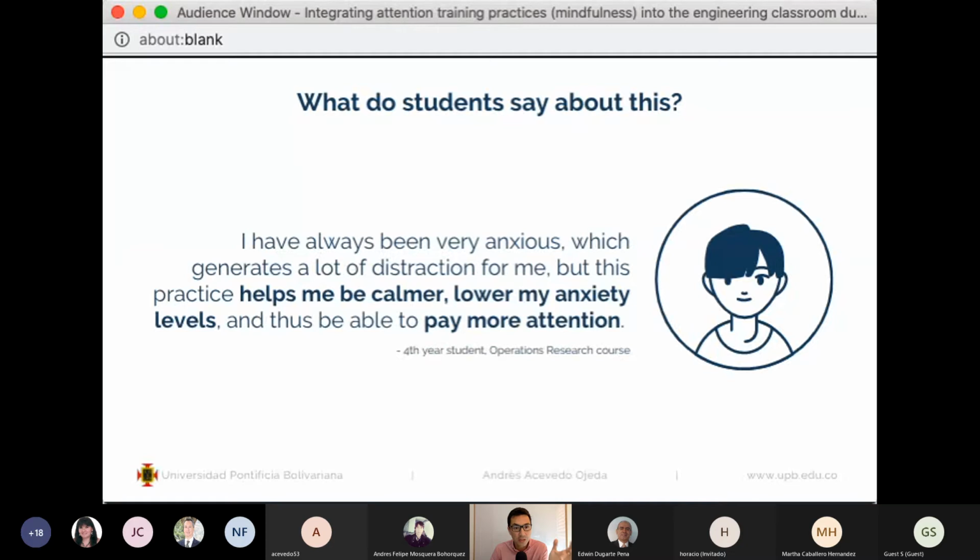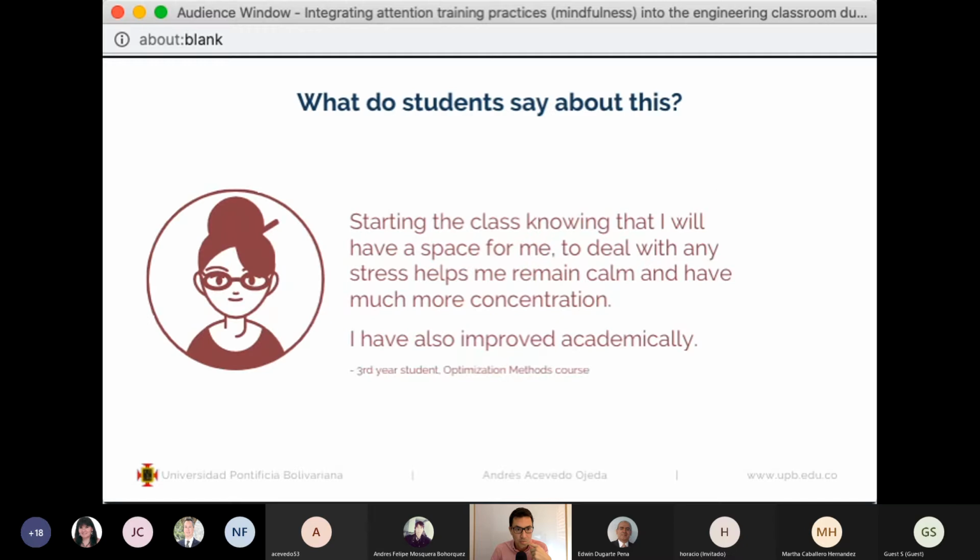I have always been very anxious, which generates a lot of distraction for me. This practice helps me be calmer, lower my anxiety levels, and thus be able to pay more attention. Starting the class, knowing that I will have a space for me to deal with any stress, helps me remain calm and have much more concentration. I have also improved academically. So these are just a few comments that I have received from my students.